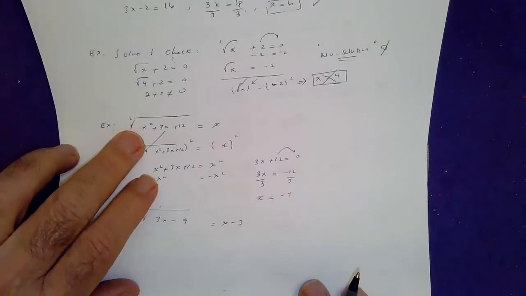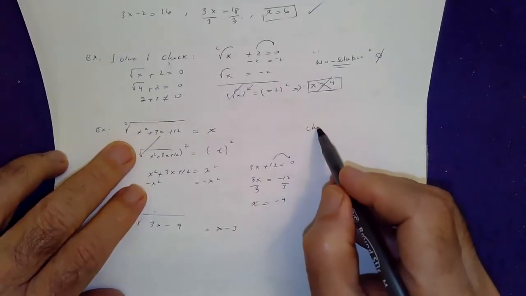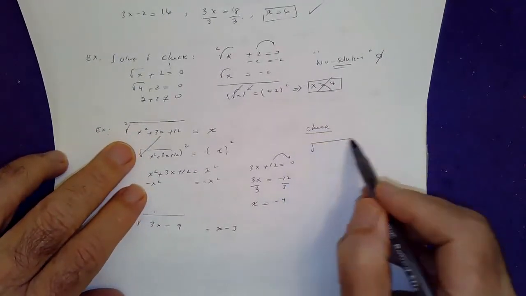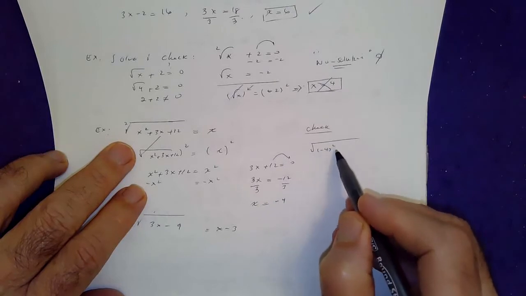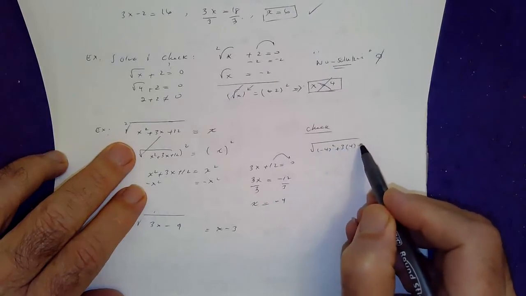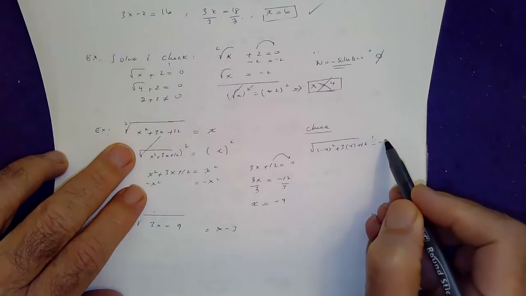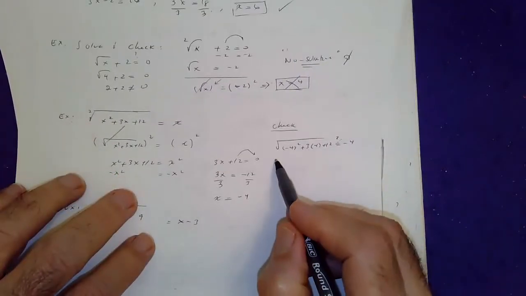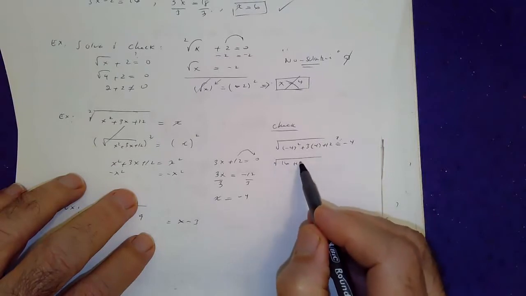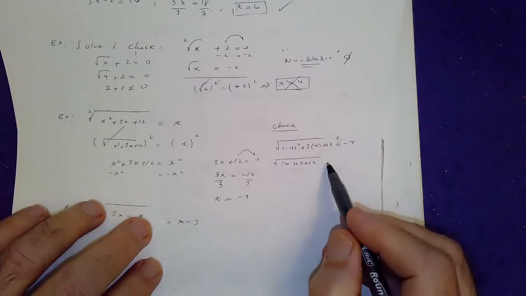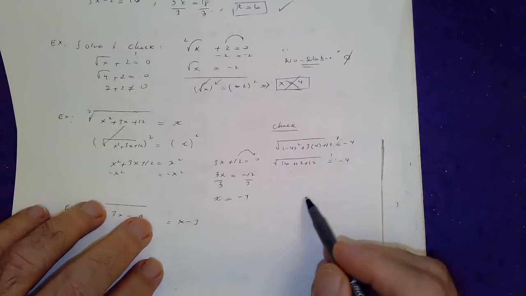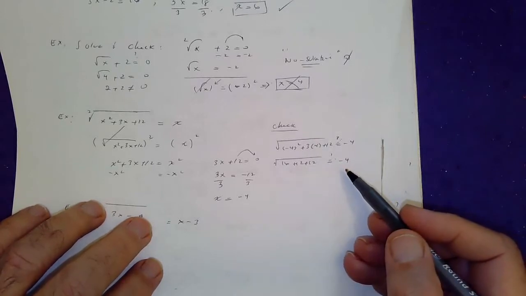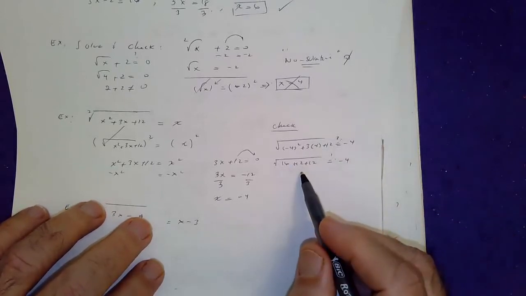We'll make sure it checks. Well, let's do some checking here quickly. What is it? This is like negative 4 squared plus 3 times 4 plus 12. Is that the same as negative 4? Okay, so that would be like what? 16 plus 12 plus 12. Is that equal to negative 4? I know it's not going to be equal because this is a positive number.